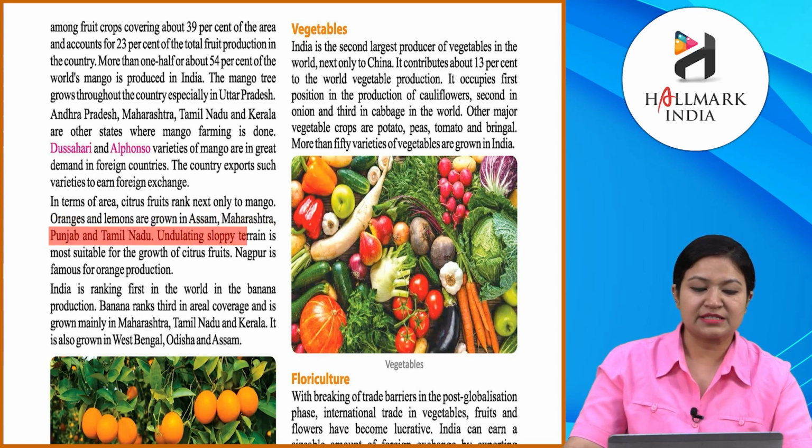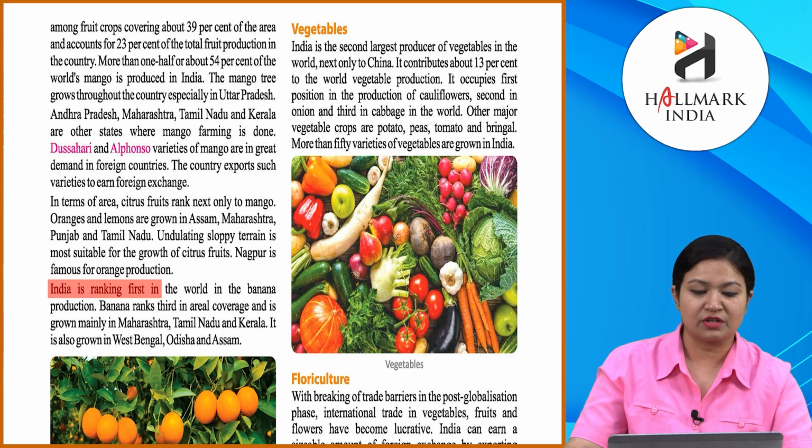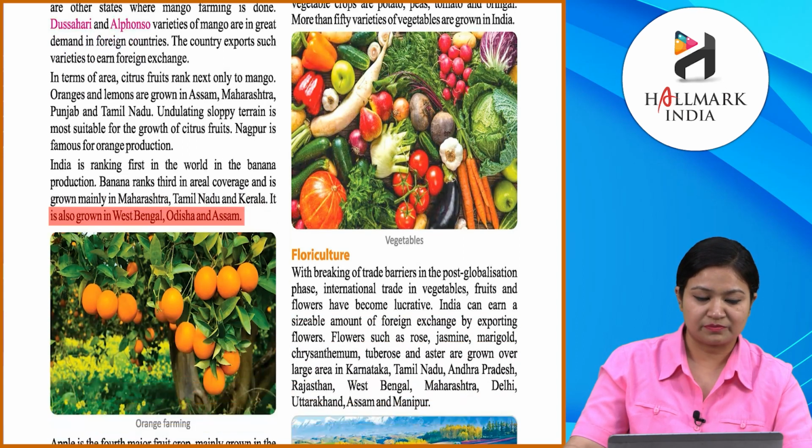Undulating sloppy terrain is most suitable for the growth of citrus fruit. Nagpur is famous for orange production. India ranks first in the world in banana production. Banana ranks third in areal coverage and is grown mainly in Maharashtra, Tamil Nadu and Kerala. It is also grown in West Bengal, Odisha, Assam.